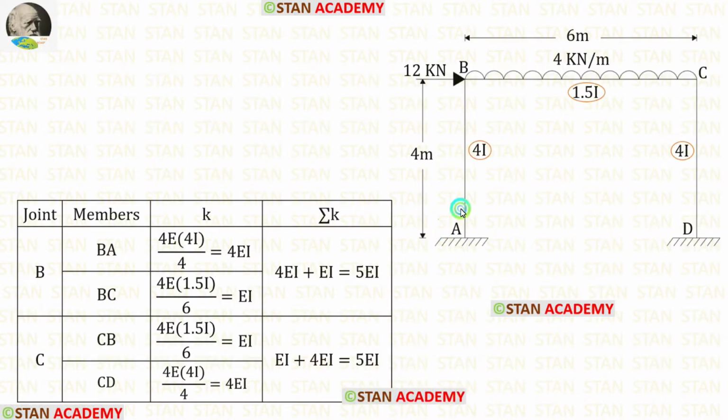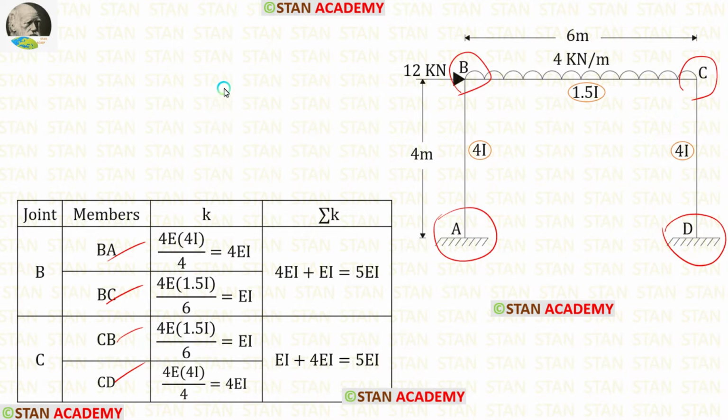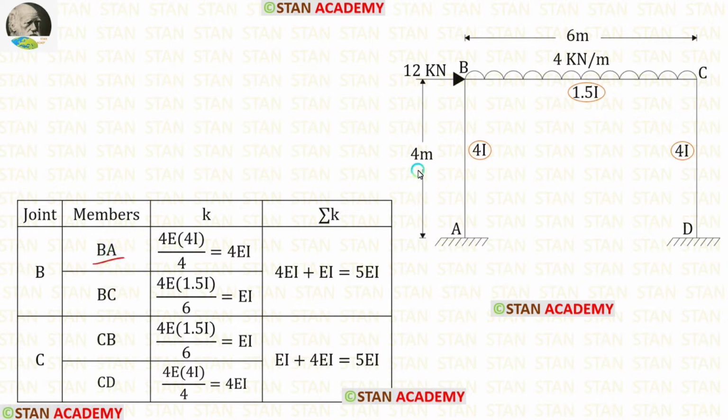In this frame, both of the ends are fixed. The points B and C are continuous. So, for the stiffness of BA, BC, CB and CD, we have to use the same formula 4EI upon L. First, let us find the stiffness for BA. Length of BA is 4. Let us apply that. The moment of inertia is 4I. So, in the formula, instead of I, we have to apply 4I. After calculation, for the stiffness of BA, we are getting 4EI.